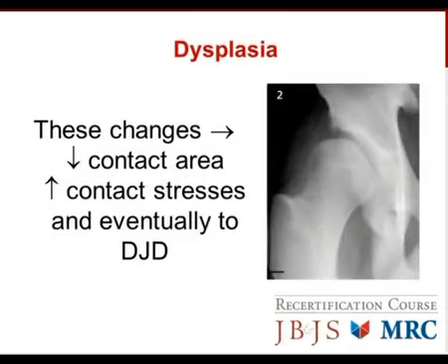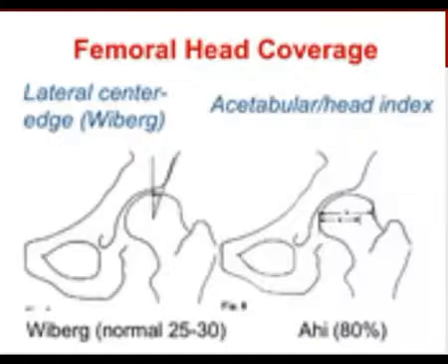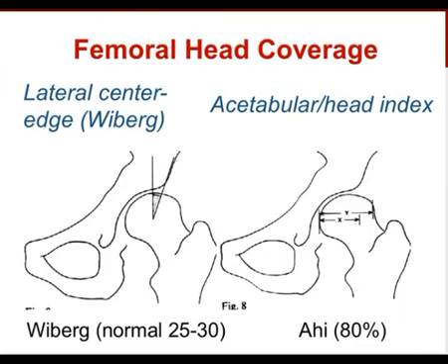The problem with hip dysplasia is that you have a reduced contact area between the femoral head and the acetabulum. This leads to increased contact stresses and, as a result, ultimately arthritis. Femoral head coverage radiographically is identified with a number of different measures. The most common one is the lateral center edge angle, or the Wiberg angle, as I've depicted here.